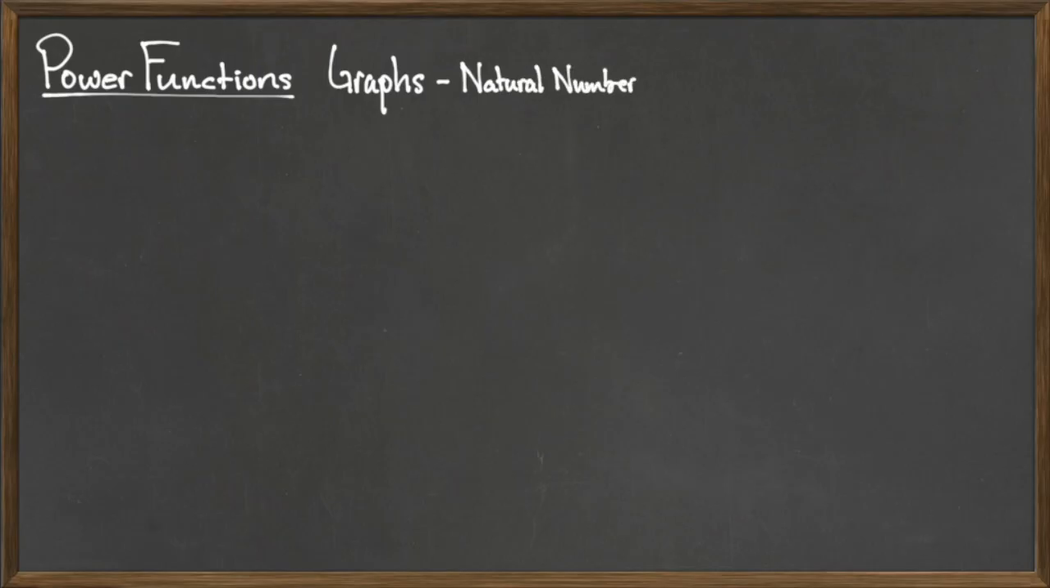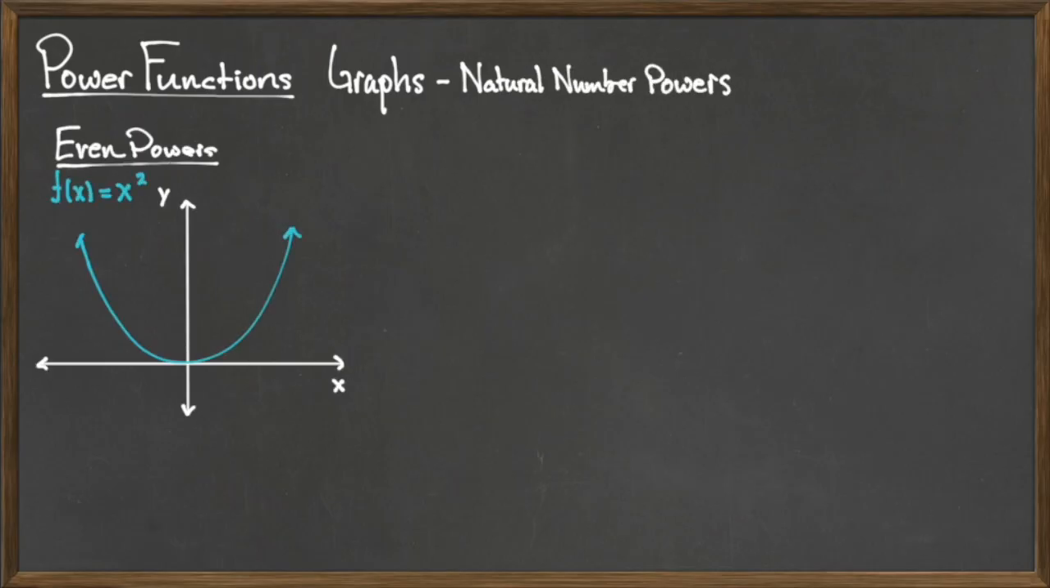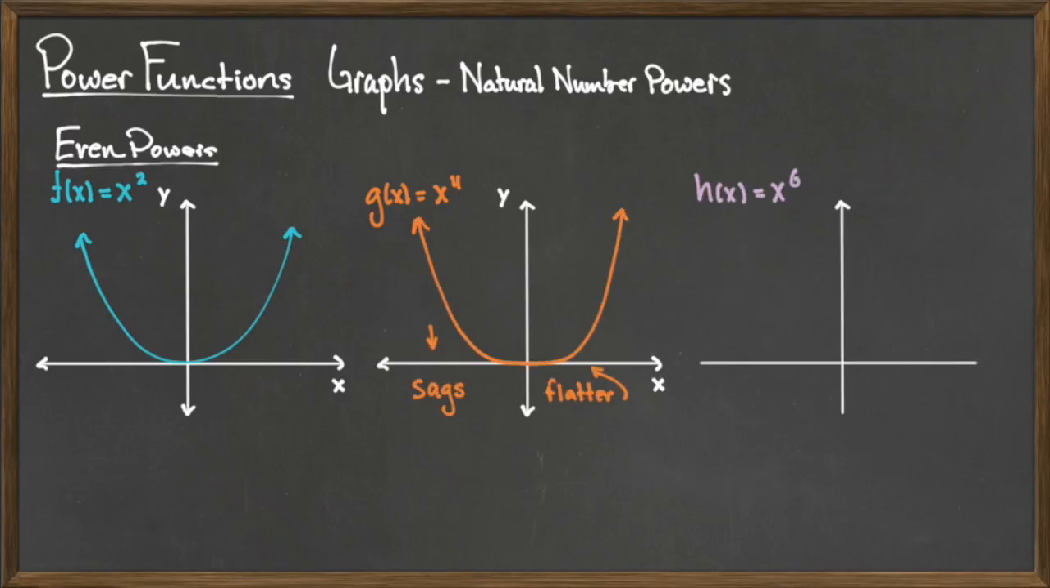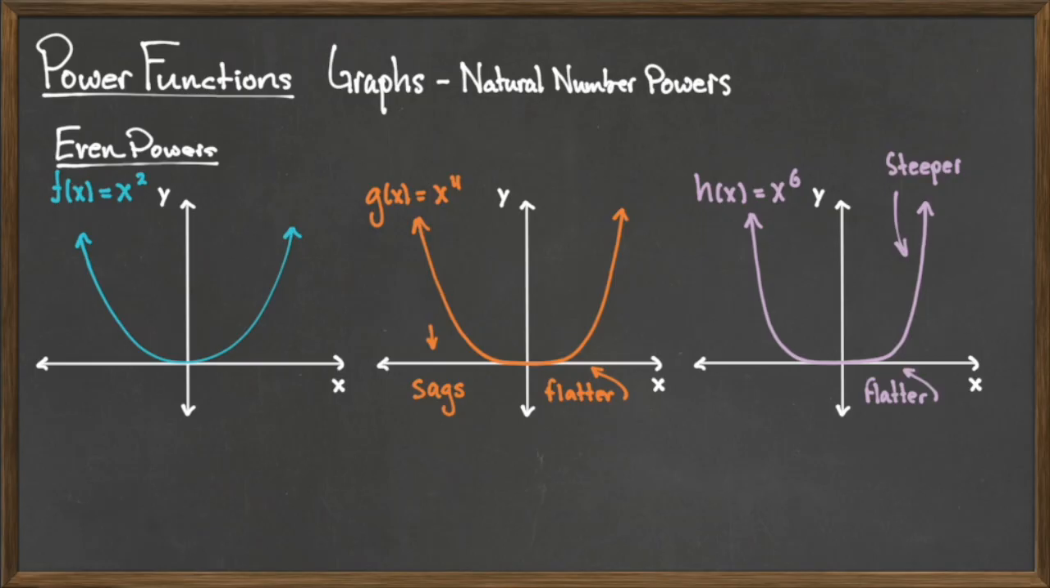Now we're going to look at the same kind of graphs, but with even powers. These are all going to give us parabolas. First we'll start off with the classic f of x equals x squared. Now let's let g of x be x to the fourth. We'll see that this parabola has a subtly different shape. It looks a little bit more saggy or flatter on the x-axis, and the curves tend to steepen a little bit. And this becomes more noticeable when we look at h of x equals x to the sixth.